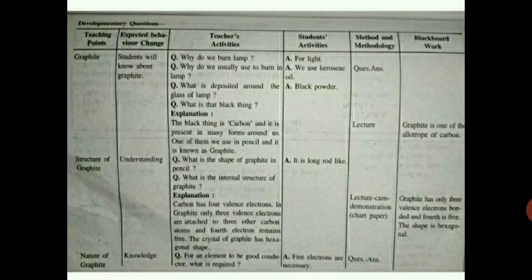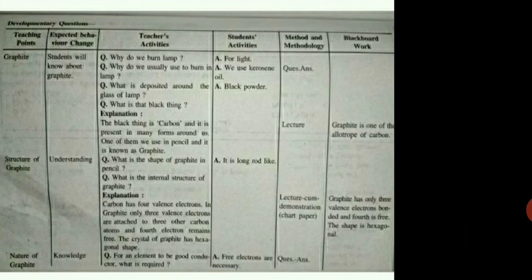Third teaching point is nature of graphite. Again, whichever point I told you in this portion will be carried on to this. Here you will be giving the knowledge to the students, and now here, for an element to be a good conductor, what is required? The students will tell that metals are good conductors because they have free electrons, and similarly non-metals do not have free electrons, that is why they are bad conductors.